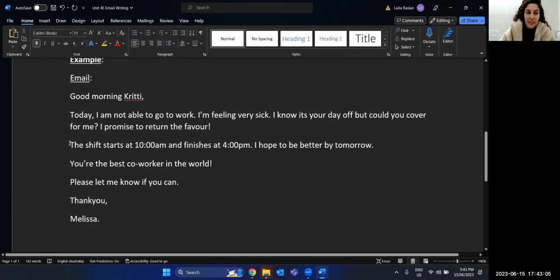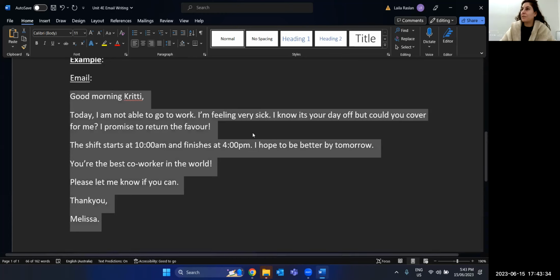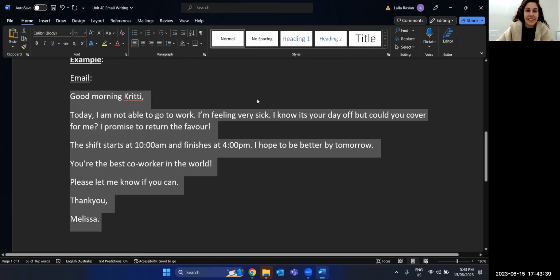The shift, so now we're getting into the details. The shift, that means my time to work starts at 10 a.m. and finishes at 4 p.m. I hope to be better by tomorrow. You're the best coworker in the world. Please let me know if you can. Thank you, Melissa. So that's an example of an email. We can see it has the same idea of the structure.